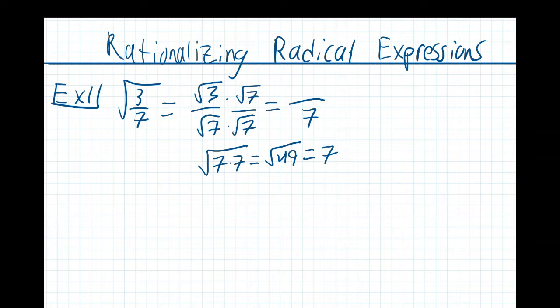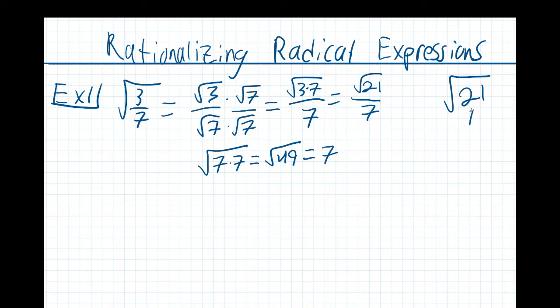Our numerator, the square root of 3 times the square root of 7, is the square root of 3 times 7. So your final answer is the square root of 21 all over 7. Now, one thing to note is in your numerator here, the square root of 21, we need to double check to make sure that that is as simplified as possible. So for this problem, it might be a bit redundant, but in other future problems that you might see, it is very important to double check it.